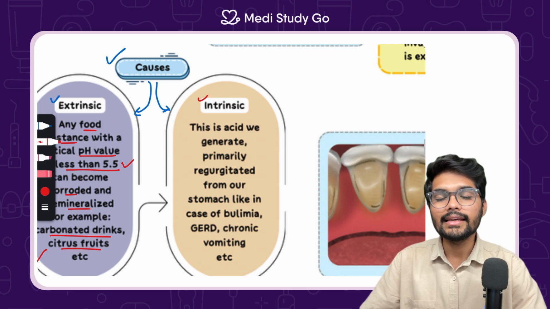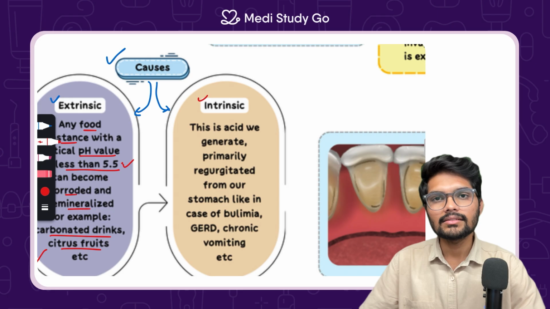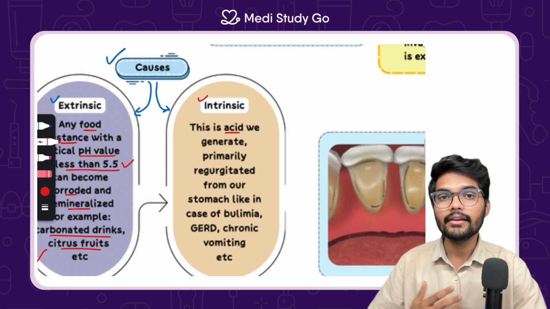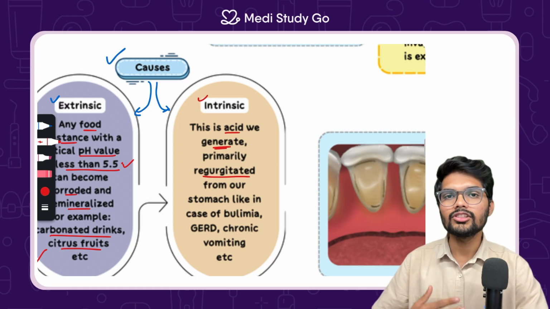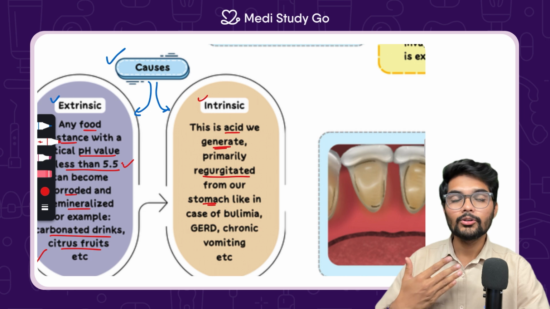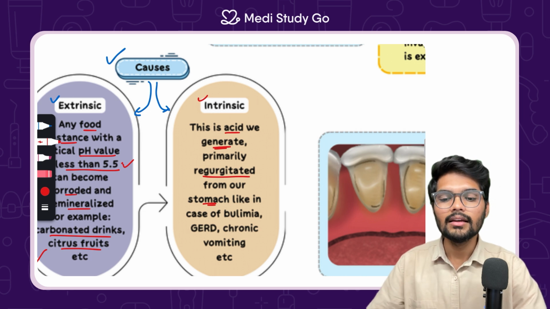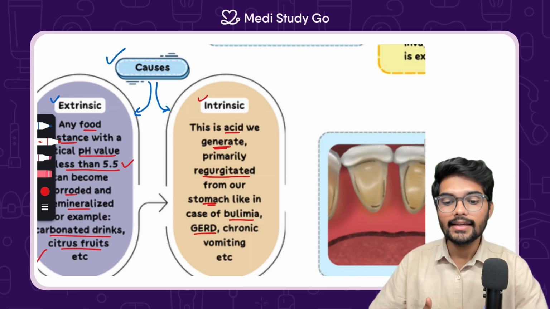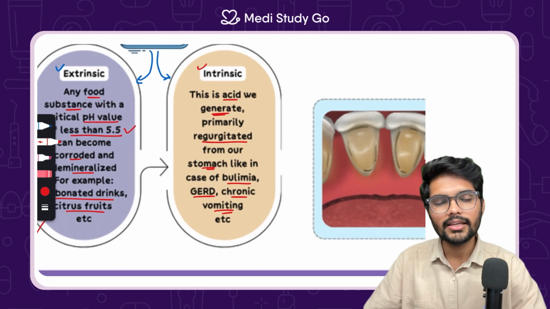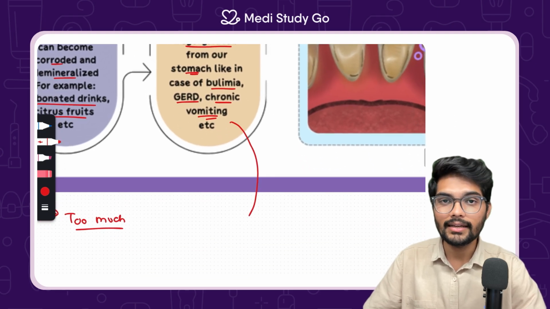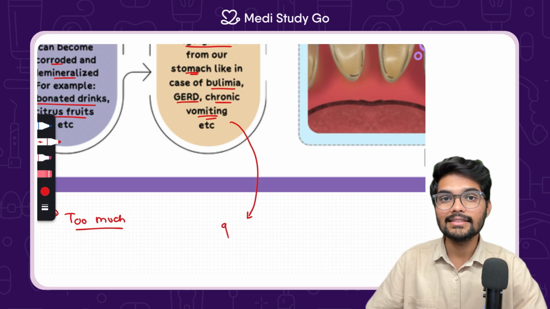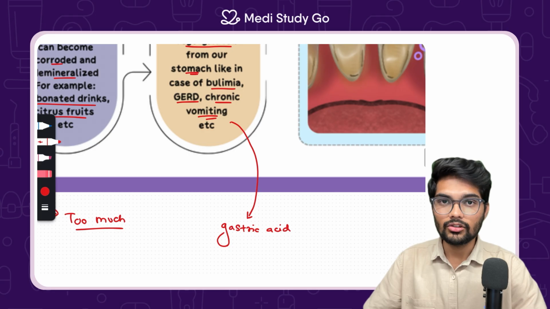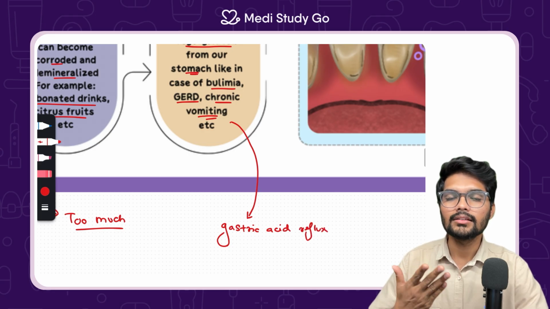Now let us go through the intrinsic factors. So in this, basically the most common cause is due to acid that we generate, which is seen during acid reflux or during vomiting, like in cases of bulimia, GERD, chronic vomiting, etc. So there can be cases where patients go through chronic vomiting, or cases where there is constant acid reflux. So these are some of the major causes of tooth erosion.